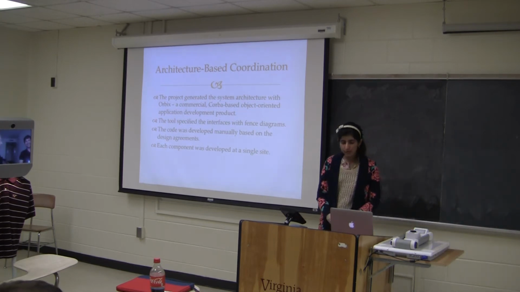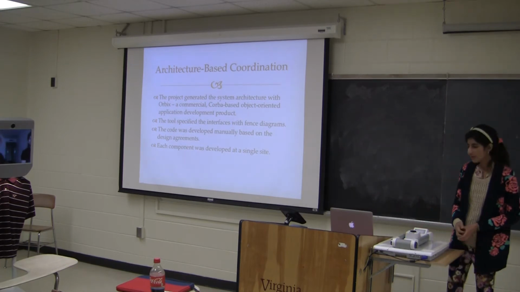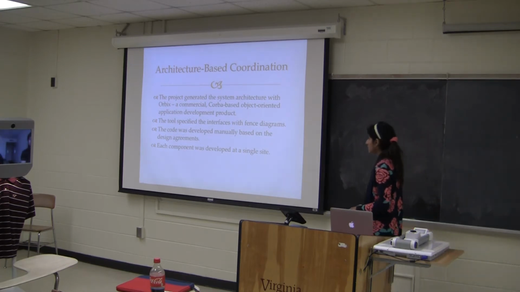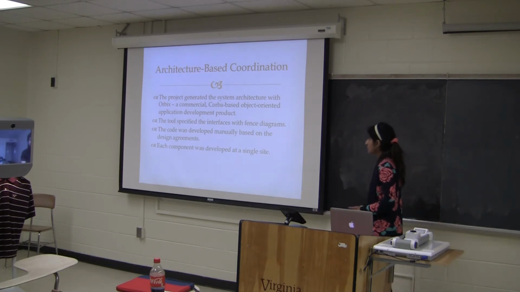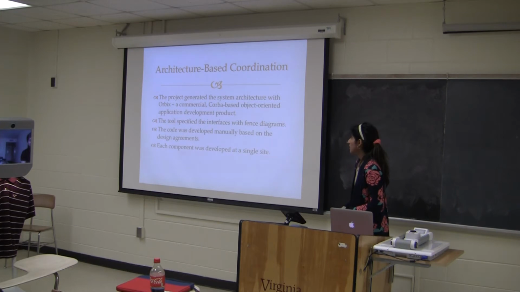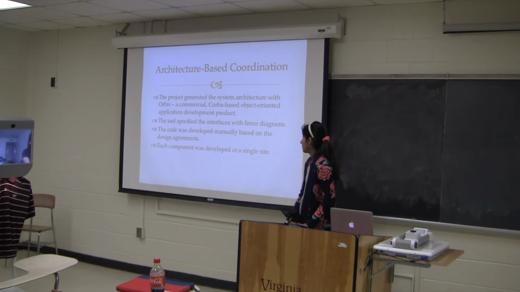In the paper itself, to achieve effective coordination among geographically distributed teams, the authors have studied three different kinds of mechanisms. One was based on the architecture, that the project generated the system architecture with Orbix. Orbix is an application development product tool, and the code was developed manually based on the design agreements. The designers agreed, and then the code was developed, and each component was developed at a single site.